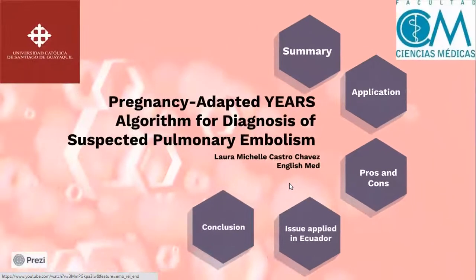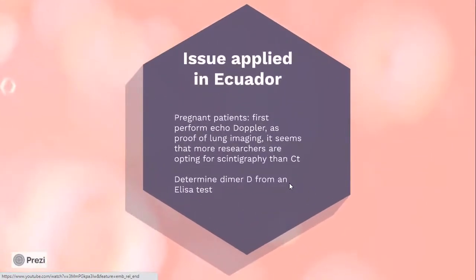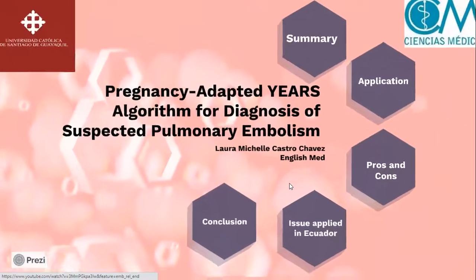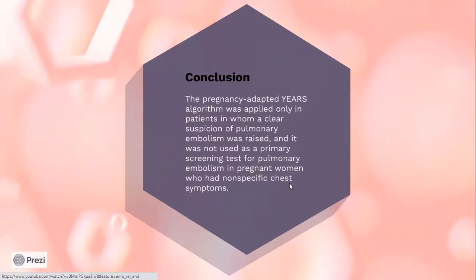And now we have used a bit in Ecuador. Pregnant patients first perform echo Doppler as proof of lung imaging. It seems that more research are opting for a scintigraphic than CT to determine D-dimer from an ELISA test. And now for conclusion, we have the pregnancy adapted algorithm figuring in patients in whom a clear suspicion of pulmonary embolism was raised, and it wasn't used as a primary screening test for pulmonary embolism in pregnant women who had no specific symptoms.